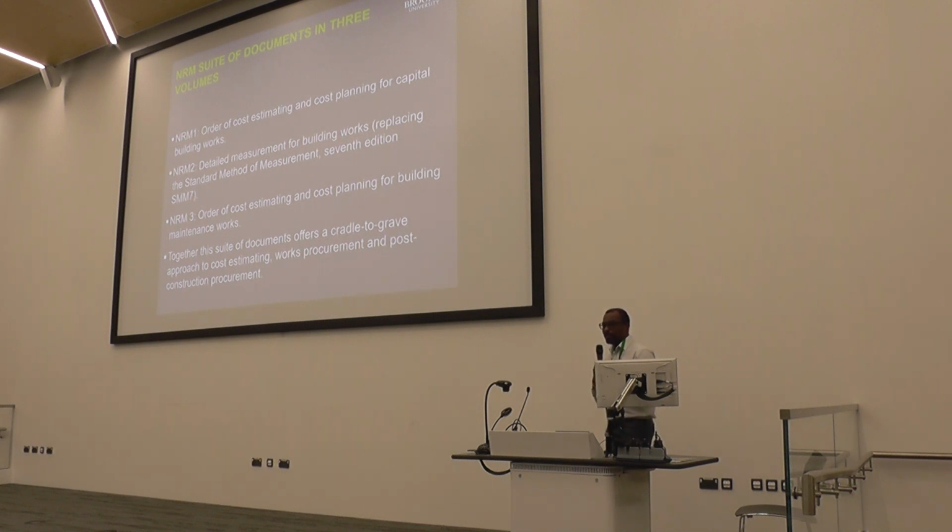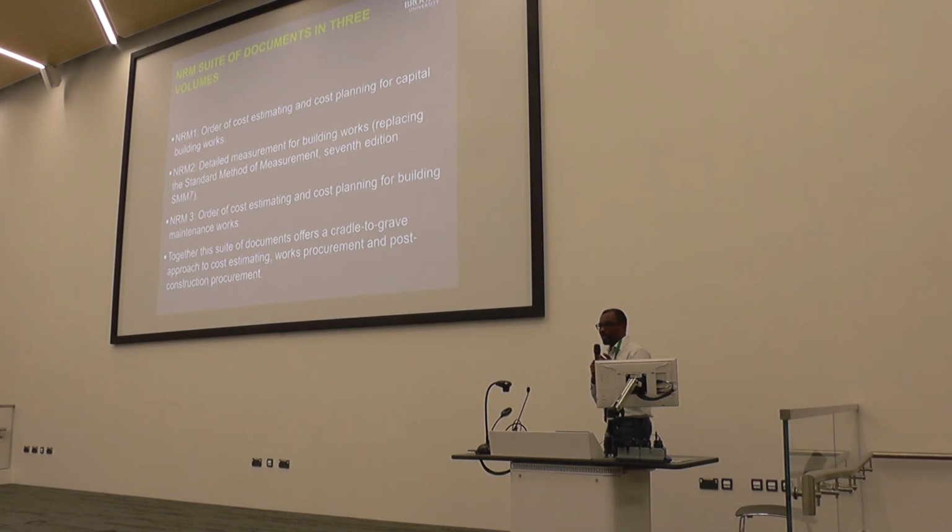cost planning. So at this very stage of your planning, when you are planning the project, if you make use of the NRM1, it tells you how you need to measure or how you need to estimate the cost of your project. What are the main things you need to consider? Whether you need to go by superficial method of measurement or elemental cost planning. There are different aspects. And it tells you that if you are estimating the cost of the building, what are the key things you need to consider?